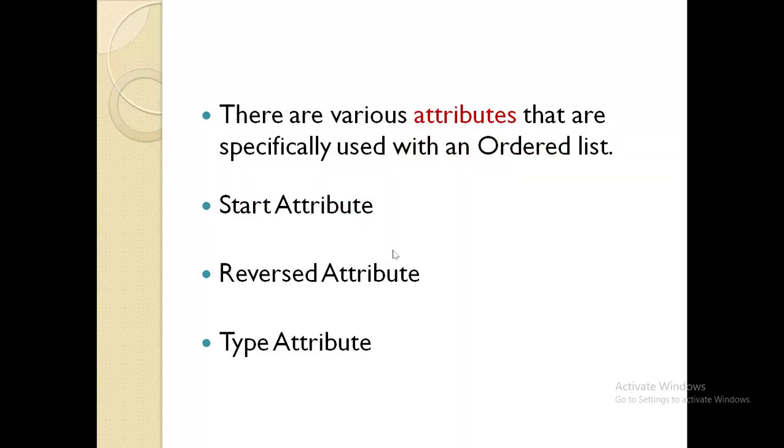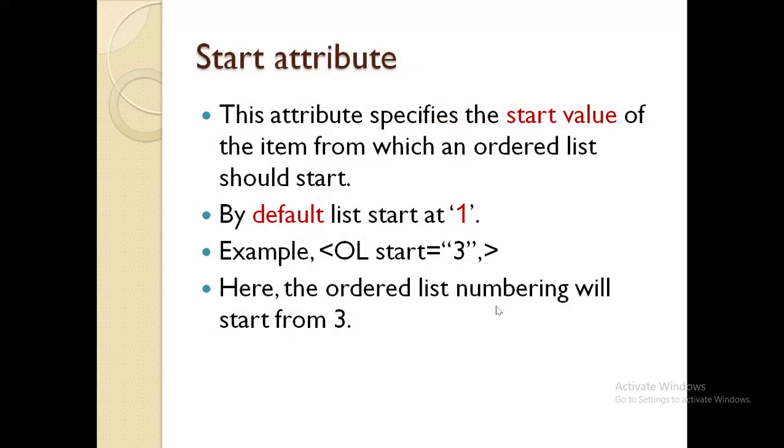Now, there are various attributes that are specifically used with an ordered list: the start attribute, the reversed attribute, and the type attribute. What is a start attribute? This attribute specifies the start value of the item from which an ordered list should start. By default, lists start at 1. Example: OL start equals 3. Here, the ordered list numbering will start from 3.